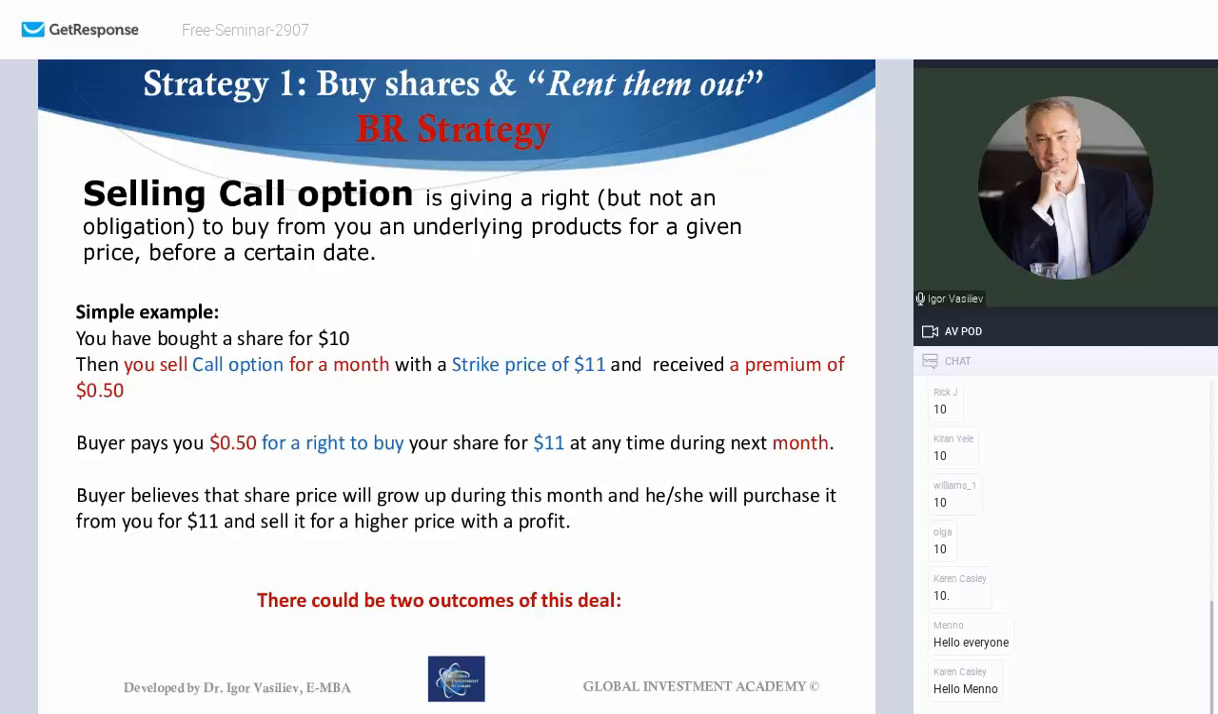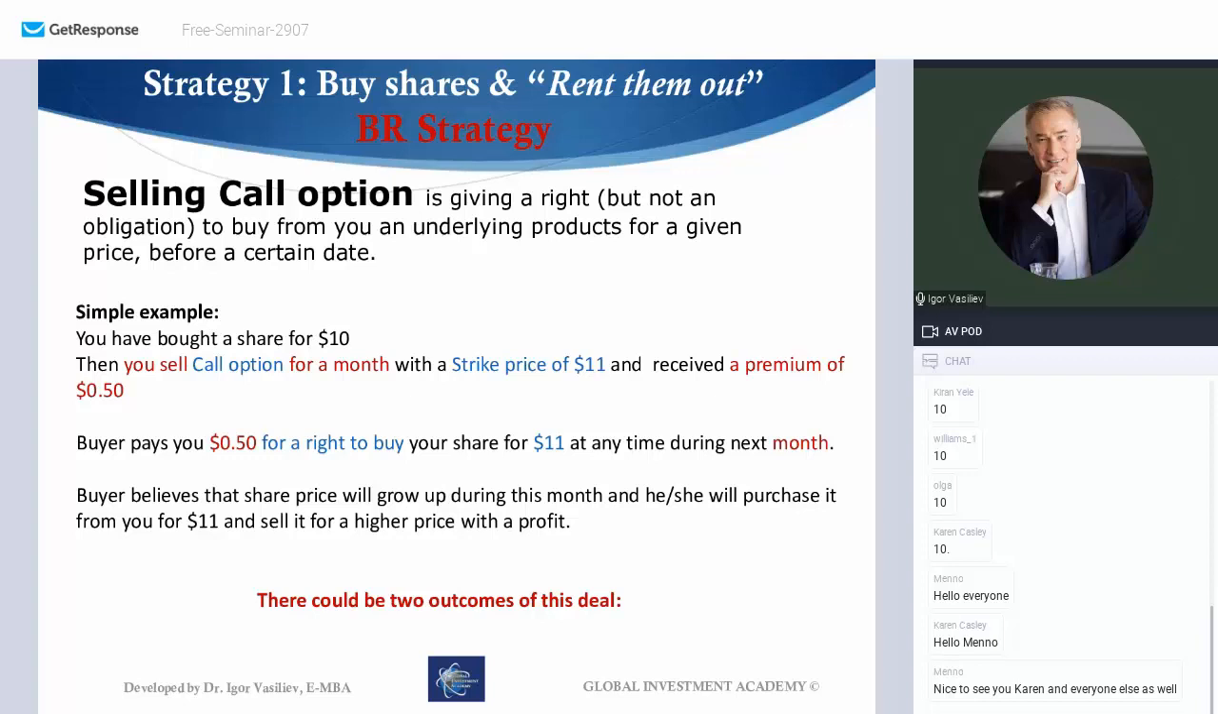Okay, so imagine that you bought a share for $10. Then you sell a call option for 1 month with a strike price of $11 and receive a premium of 50 cents. Now, what it means, the buyer pays you 50 cents for the right to buy your shares at $11 at any time during the next month. The buyer believes that the share price will grow during this month and he or she will purchase it from you for $11 and sell it for a higher price with a profit. Okay, that's how it works. That's the reason the buyer buys that.